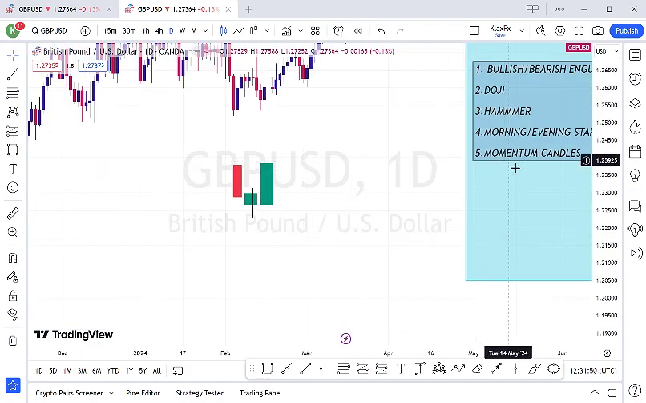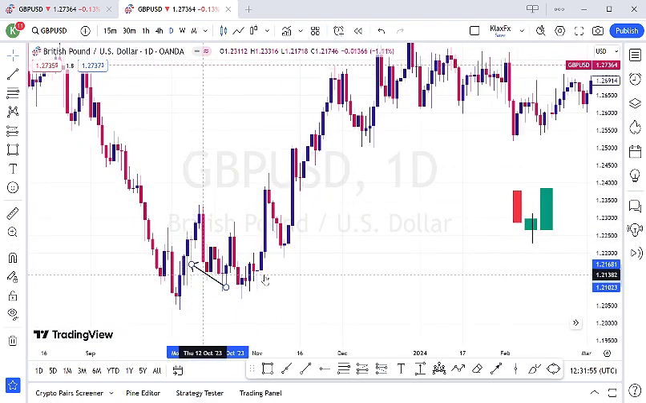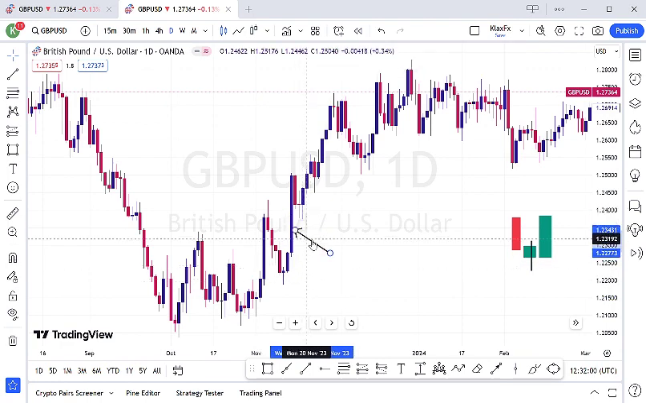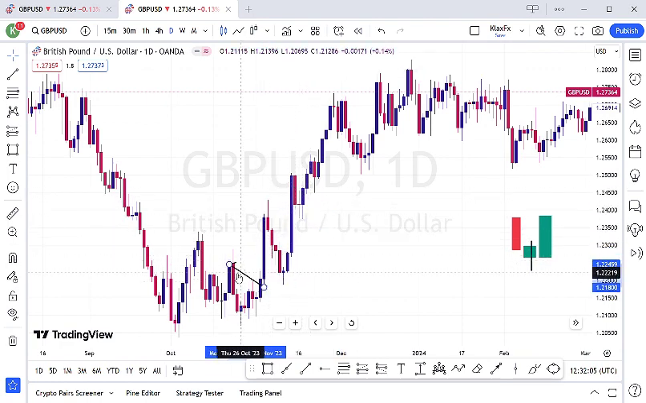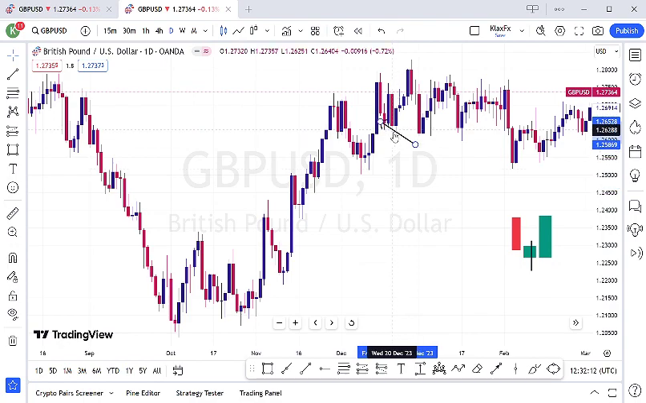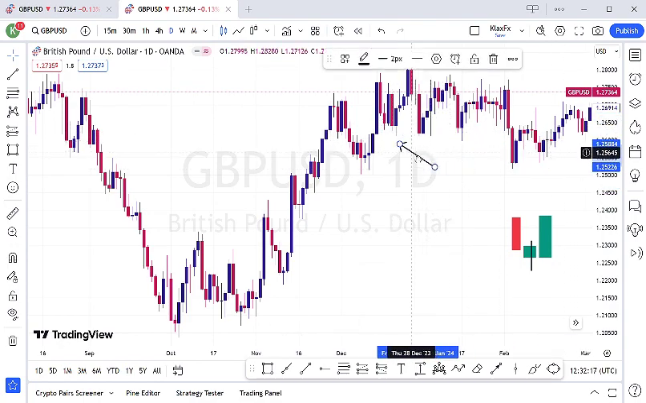So this is the last type of candlestick I have here, the momentum candle. So momentum candles are candles that have no or little wick. For instance, this is called a momentum candle. It shows strength in the market. This is also a momentum candle. This is also a momentum candle. This is also a momentum candle. So it signifies strength in the market. You can see when you see big candles that have little or no wick, they are called momentum candles. You get.